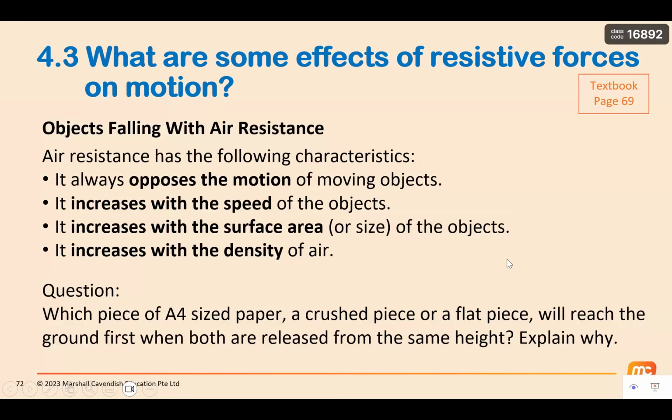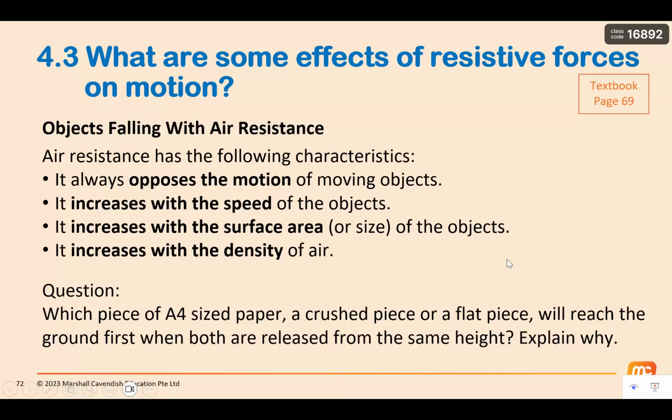Okay, you need to know that air resistance is like friction. It opposes the motion. And you need to know that it increases with the speed. So as you move faster and faster, the amount of air resistance acting on the object also increases. It also increases with surface area and with the density of air.